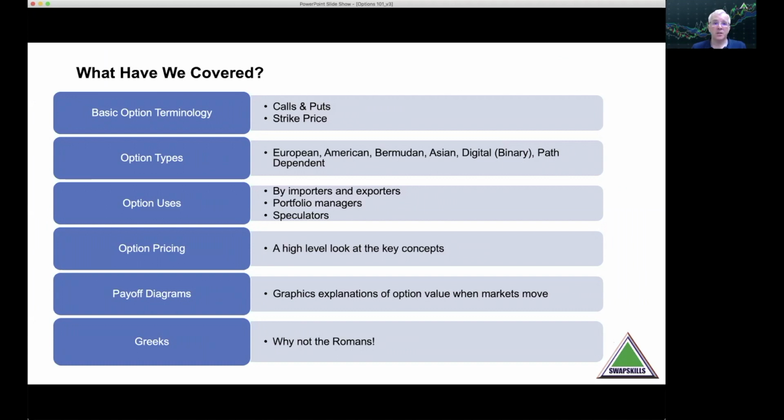Finally, we looked at the Greeks in a little bit of detail. This is just for fundamental to intermediate, so we haven't gone into too much detail and looked at other pricing models. I hope you found this useful.